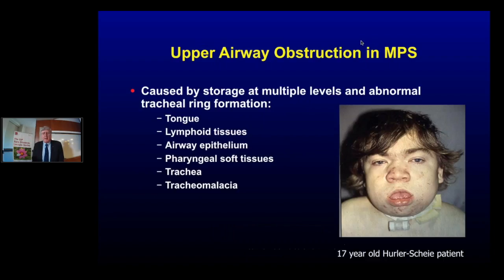That upper airway obstruction is caused by storage at multiple different levels in the airway and abnormal tracheal ring formation. You can see this individual here with a very prominent tongue. He also would have very prominent lymphoid tissues. The airway epithelium has storage along with soft tissue. There can be tracheal storage, but also, more importantly, tracheal malacia causing a very floppy airway, contributing to their upper airway obstructive disease.